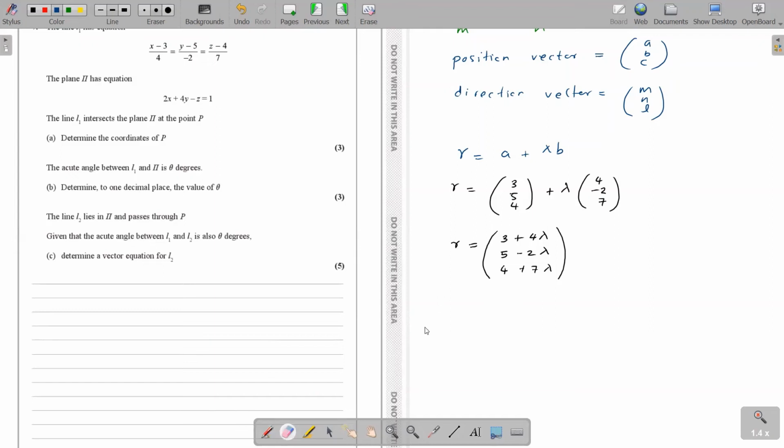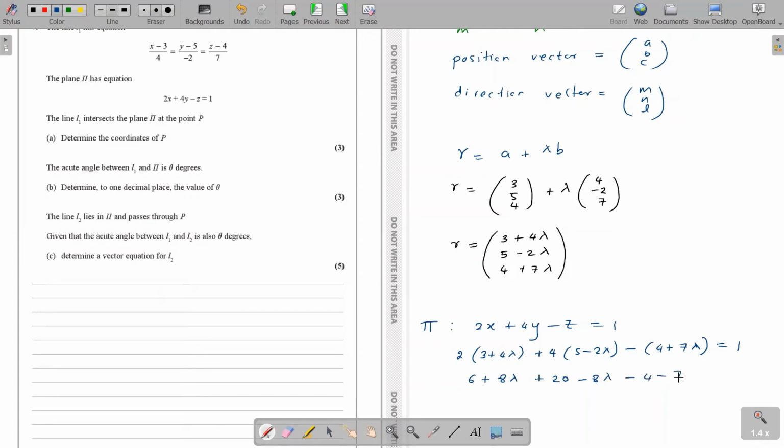Let me write the equation of the plane again. The plane equation is 2x plus 4y minus z equals 1. So replace: 2x is 3 plus 4 lambda, plus 4 times y, which is 5 minus 2 lambda, minus z, which is 4 plus 7 lambda, equals 1. And now what do you do? Solve this equation, make lambda the subject. What do we get? 6 plus 8 lambda, 4 times 5, 20, minus 8 lambda, minus 4 minus 7 lambda equals 1.